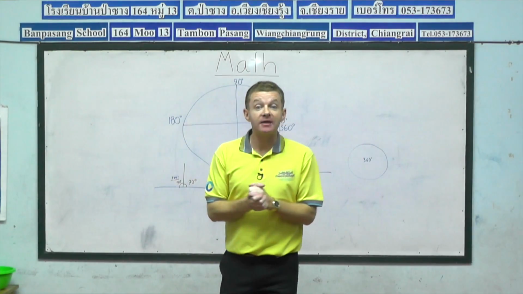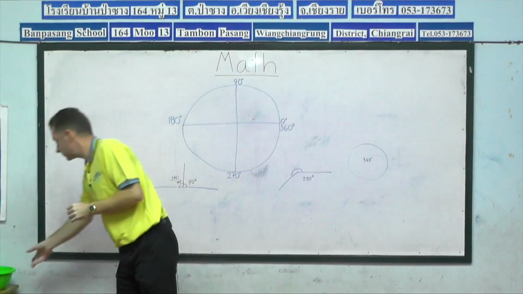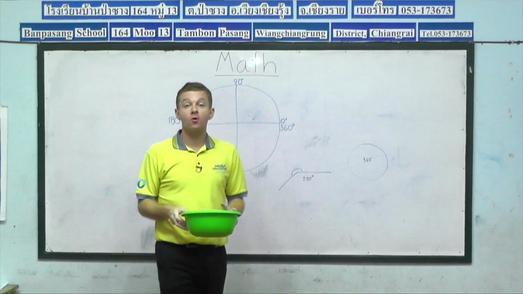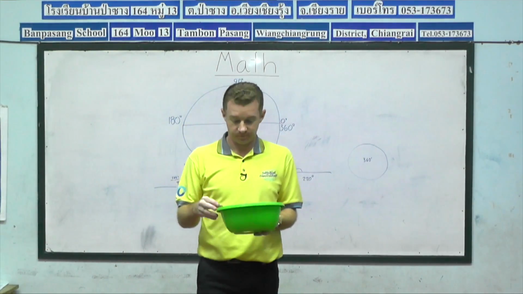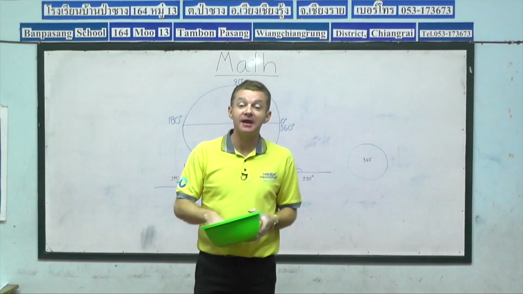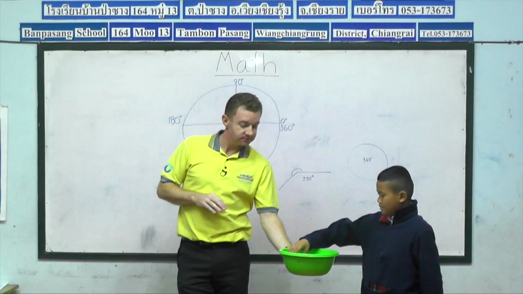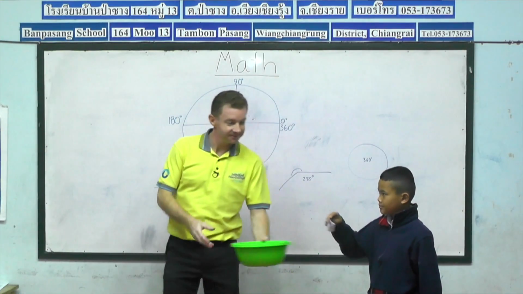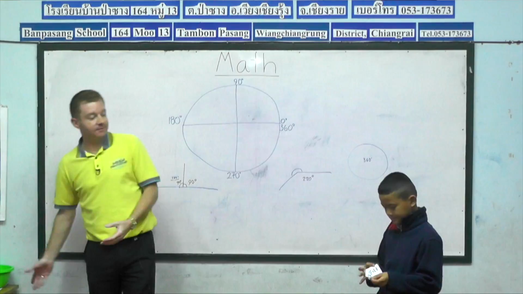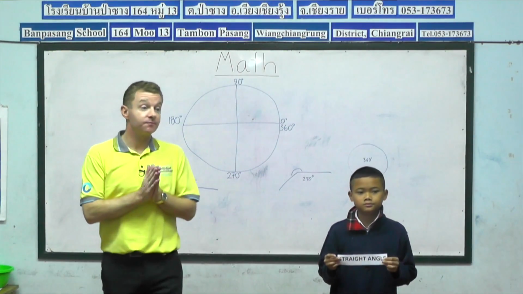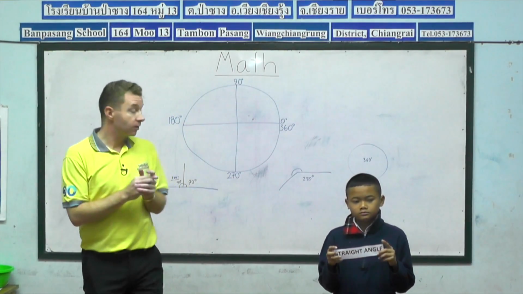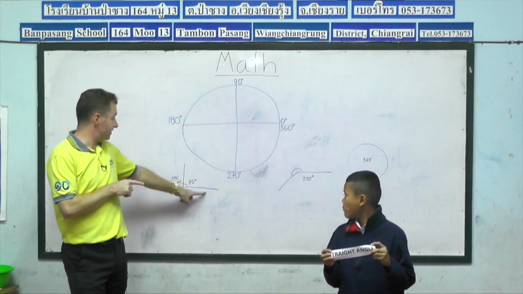So now for our next student and our next flashcard. So the next student I would like to come and join me, please, is Chu. Come and join me at the front of class, please, Chu. And choose your flashcard from the bowl. Show it to your friends. What type of angle is it? Straight angle. Okay, so we've got an example of a straight angle here.